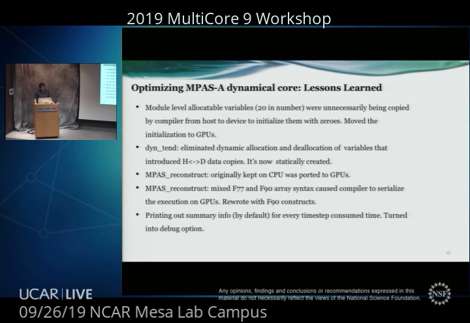The intent was one of the major functions. So here also we saved some time. Originally, MPAS reconstruct was kept on CPUs, but then we ported that to GPU as well so that we get a good flow of execution on GPUs. One of the things that we found out was if you have mixed Fortran 77 and Fortran 90 array syntax, this caused the compiler to think that there is no parallelism and it would just serialize the whole execution. So we had to rewrite everything in Fortran 90.